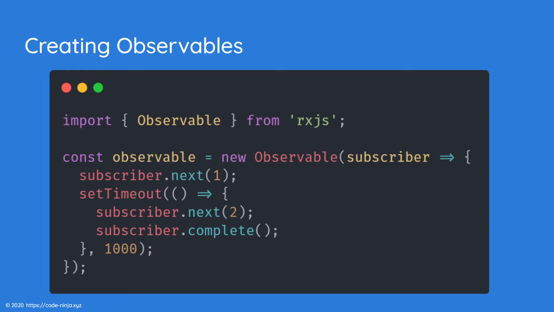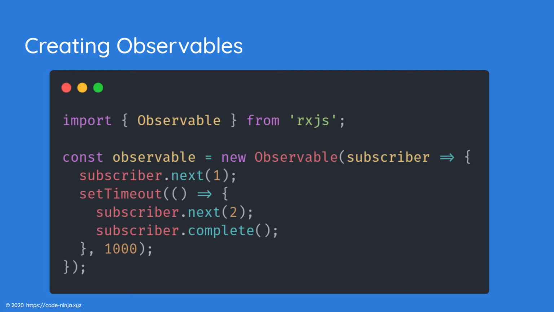The observable will first emit the value 1. Because we have a set timeout, the emission of the next value is delayed. The value 2 is emitted 1000 milliseconds after the value 1 is emitted. After 2 is emitted, we then call the complete method to terminate or clean up the observable.